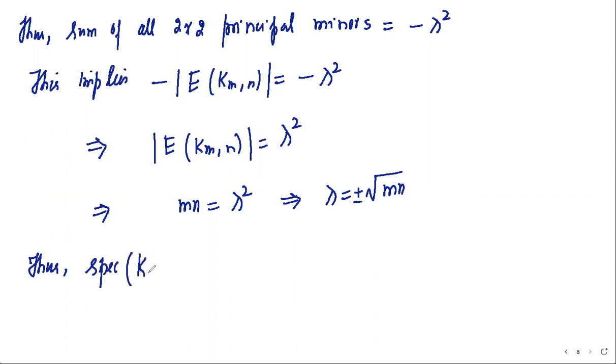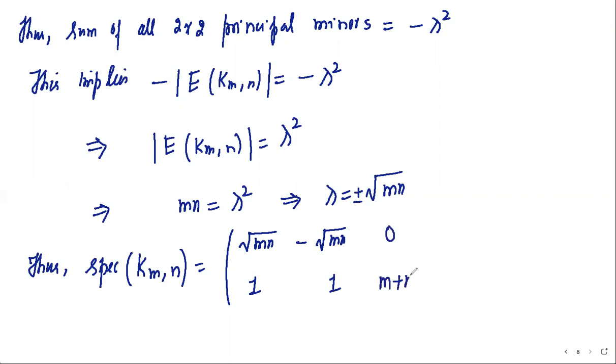So thus the spectrum of Kmn is equal to: square root of mn as an eigenvalue 1 time, then minus square root of mn 1 time, and all the remaining eigenvalues are equal to 0, which is m plus n minus 2 times. So this is the spectrum of the complete bipartite graph Kmn.